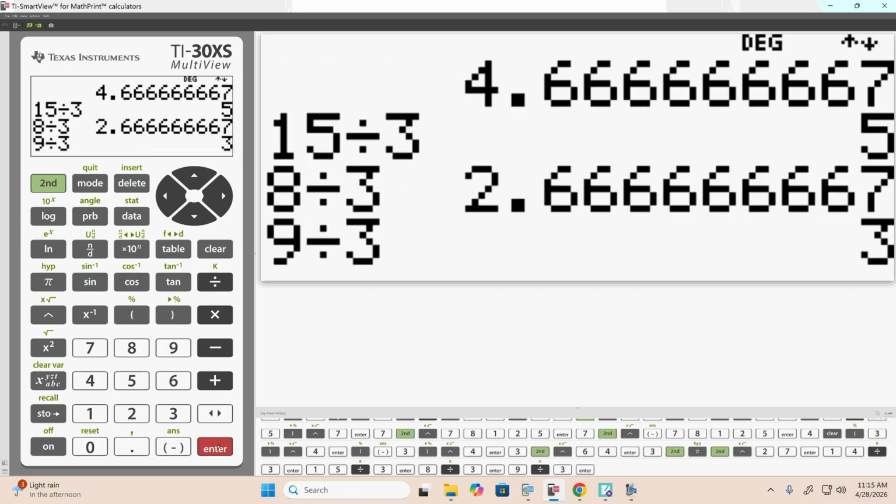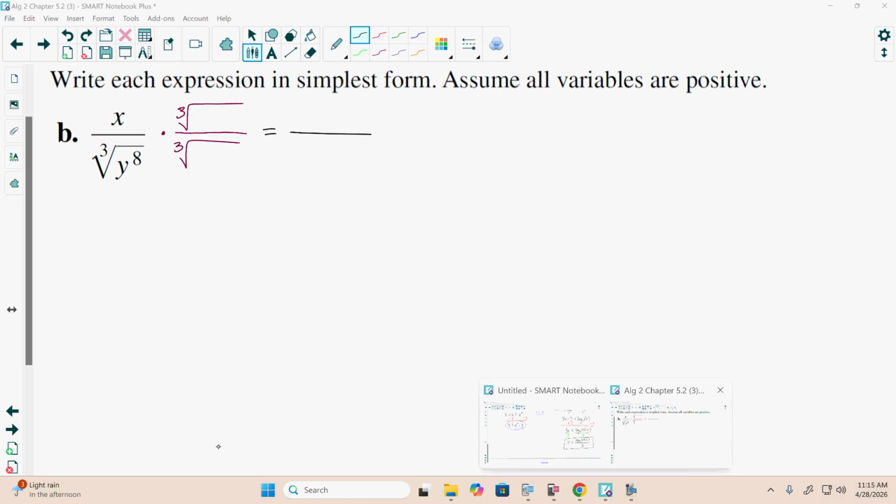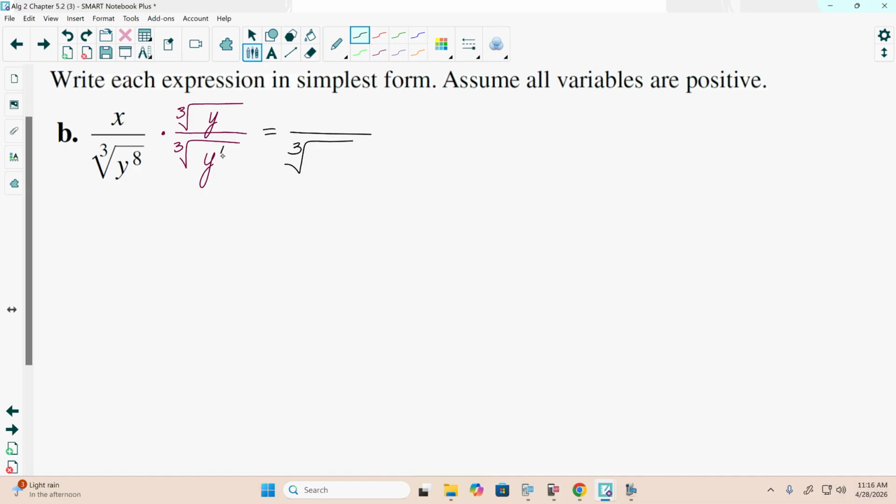Is 9 divisible by 3? So that means we just need how many more? 1. Because the cubed root of y to the 8th times the cubed root of y, 8 plus 1 is 9. And the cubed root of y to the 9th, 9 divided by 3 would give us 3.